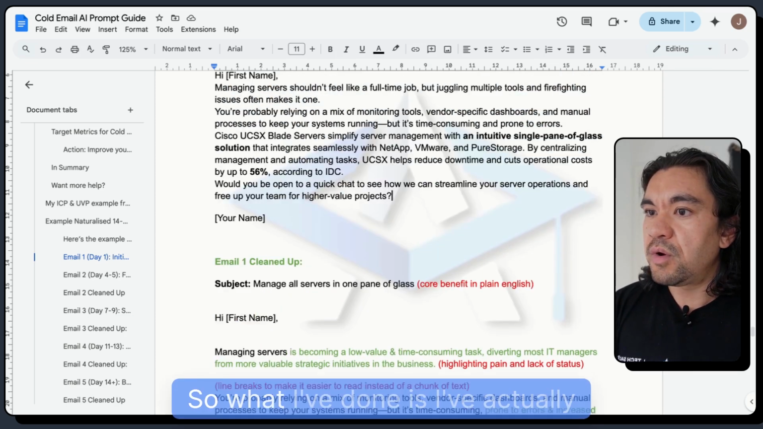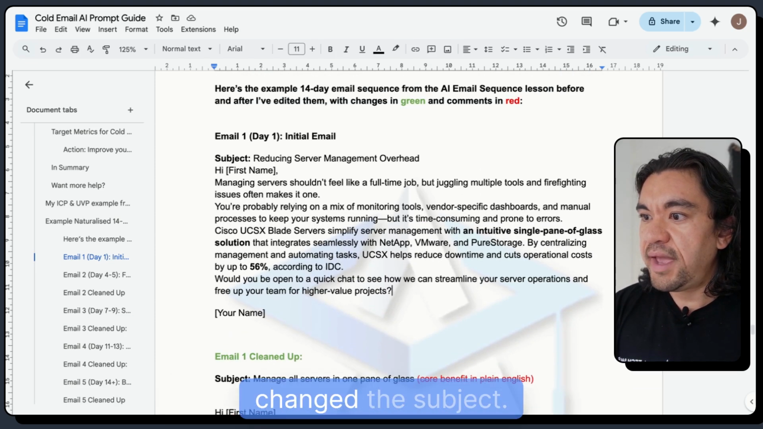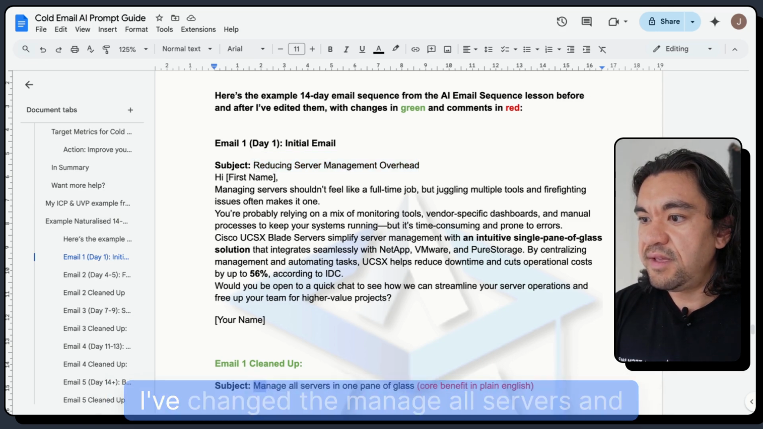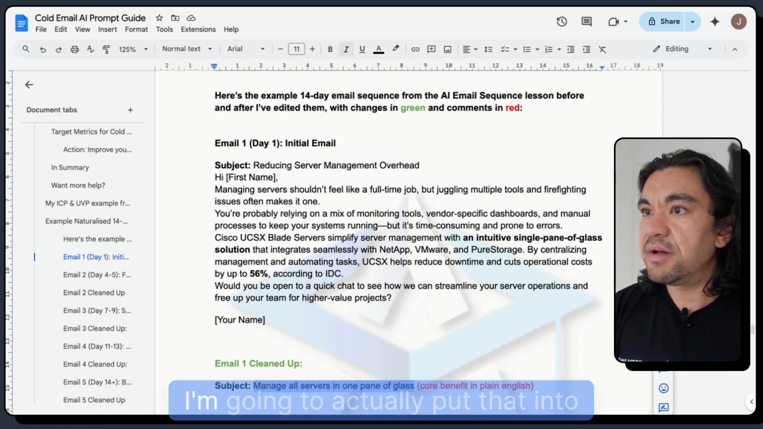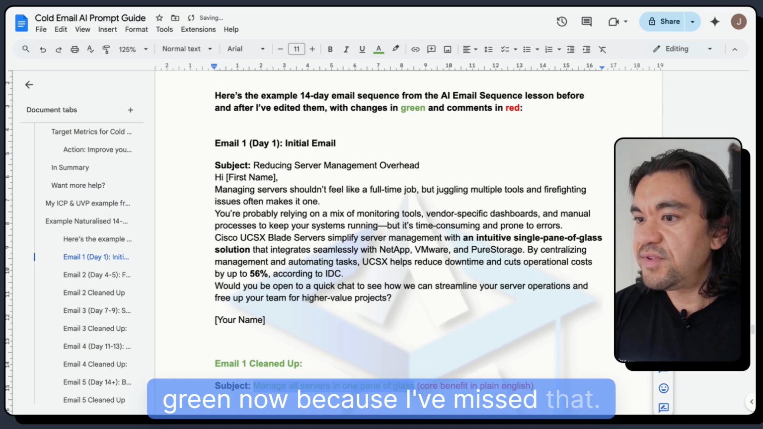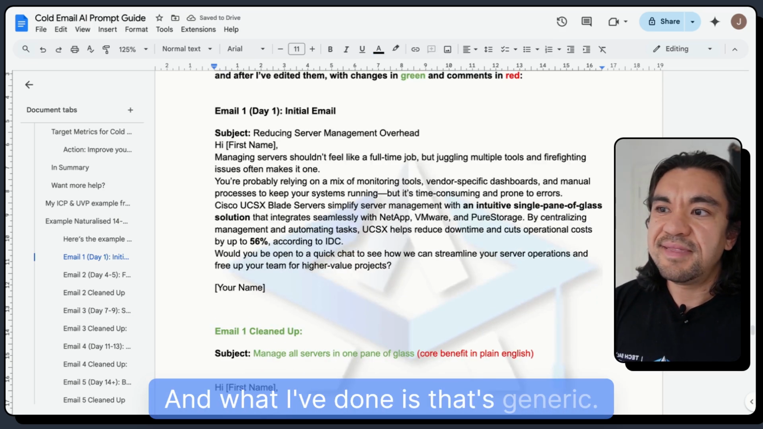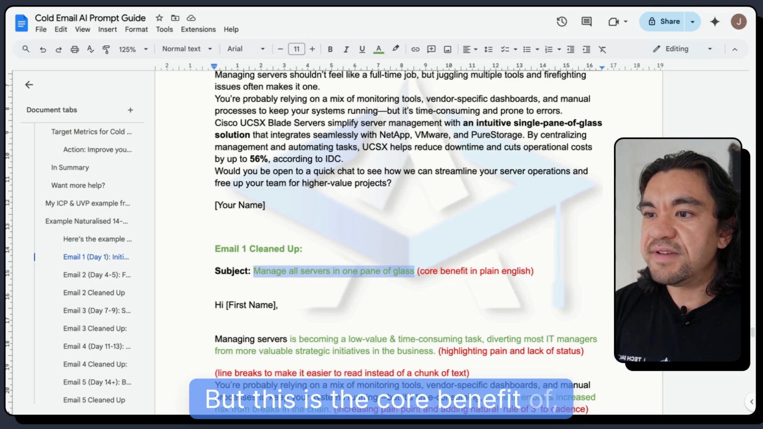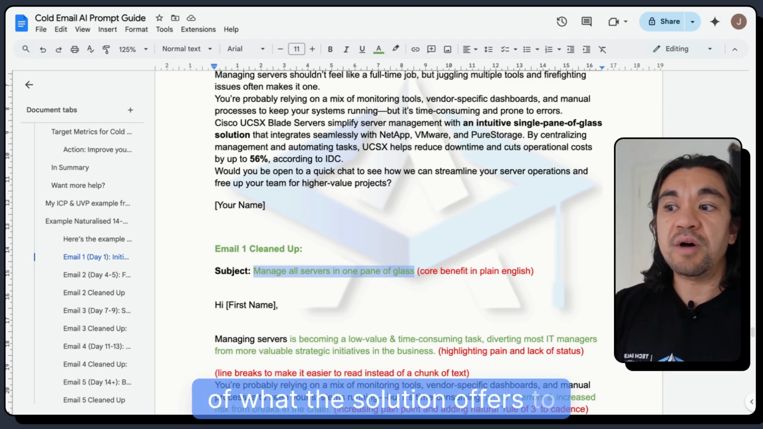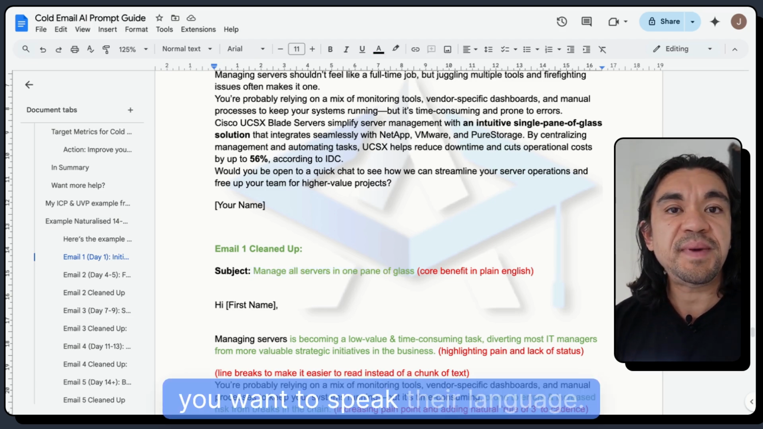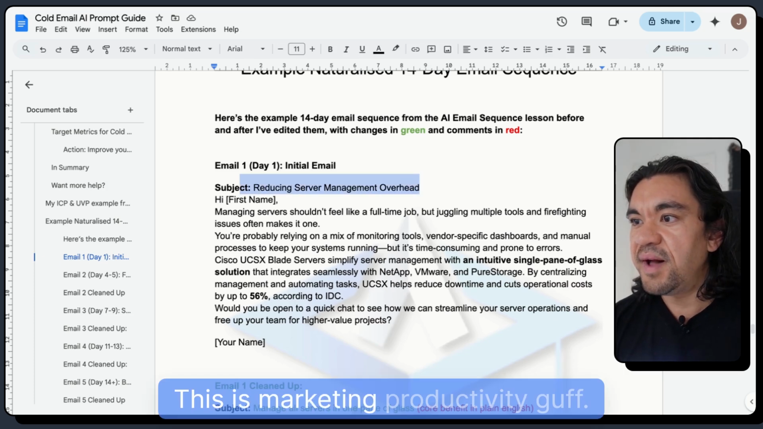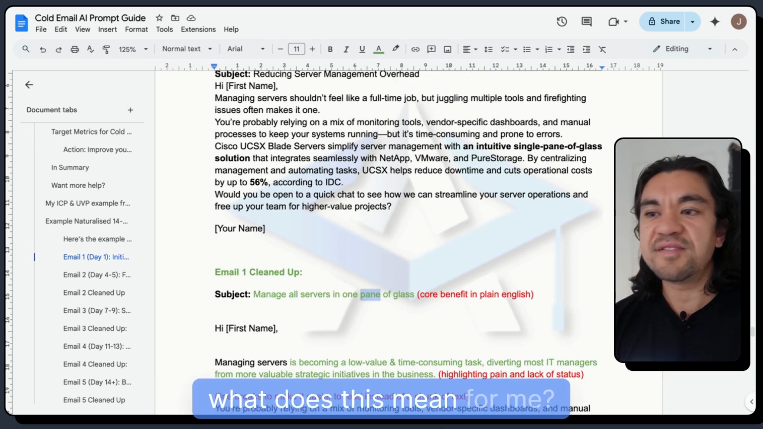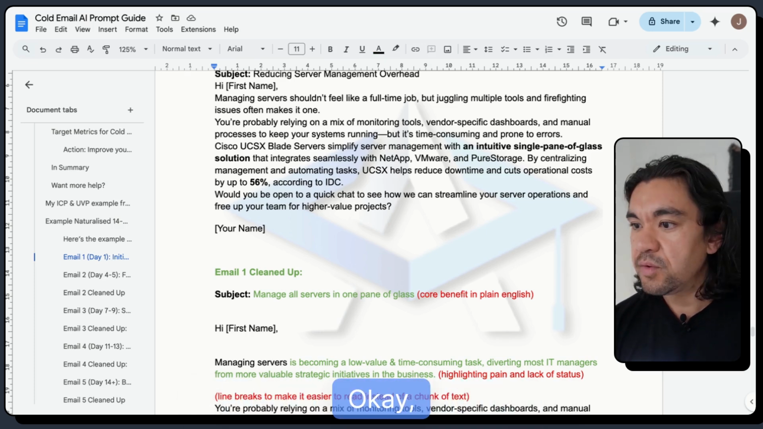Okay, so what I've done is I've actually changed the subject. So instead of reducing server management overhead, I've changed it to manage all servers in one pane of glass. I'm going to actually put that into green now because I've missed that. And what I've done is that's generic. Okay, but this is the core benefit of what the solution offers to customers in plain English. You want to speak their language. This is marketing productivity guff. Okay, this is what does this mean for me? How does this help me?